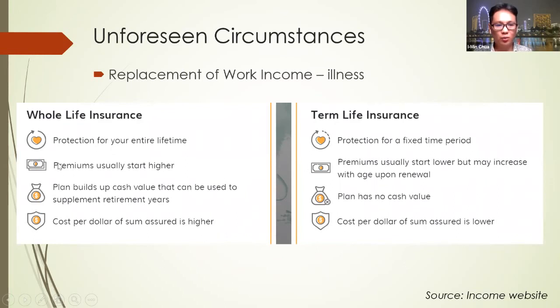Number two, for whole life insurance, the premium usually starts higher. Basically, whole life insurance has a cash element inside. So you should see whole life insurance as insurance plus investment. Whereas term life insurance starts lower, a lot cheaper. Whole life insurance has a cash value, but term life has no cash value.